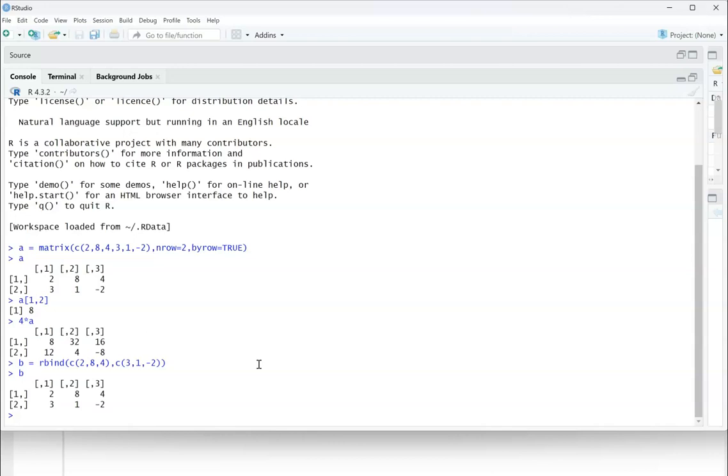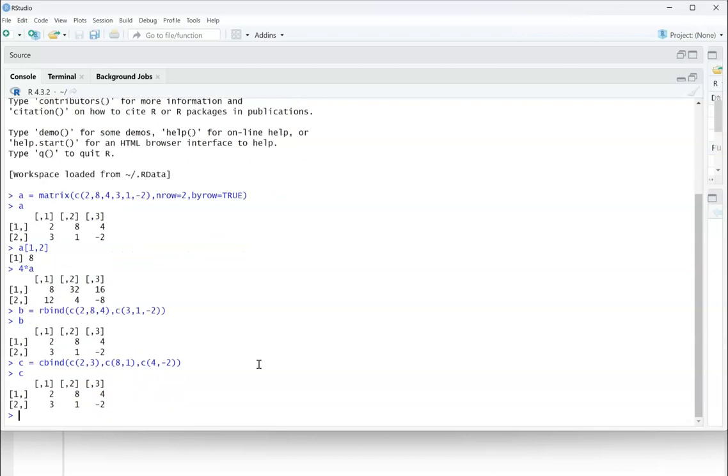You can do the column bind as the same command. Literally the same command. You're just going to type in things by column rather than row. So the first one would be 2, 3. The second one would be 8, 1. I need parentheses. And the third one would be 4, negative 2. Good news is I'm recording this, so if you need to go back and you want to play with it later, you can.